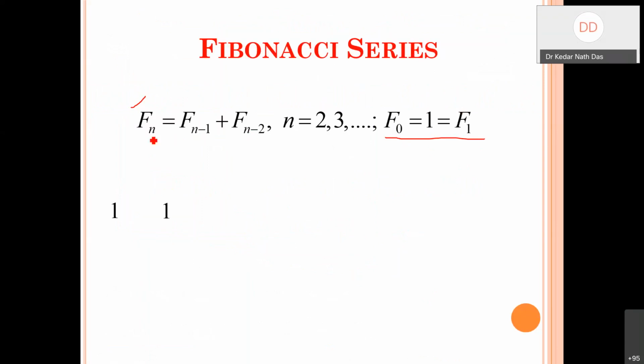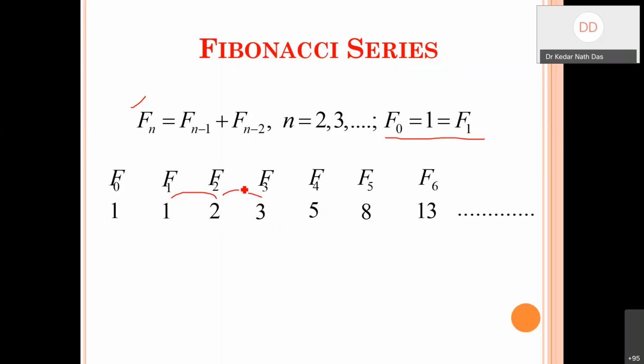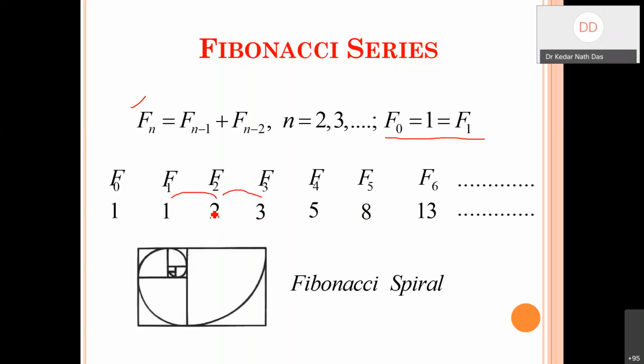You can put n equal to 2, so F2 is equal to F1 plus F0. You have to take the sum of the previous two numbers, that is 1 plus 1 is 2. Then 2 plus 1 is 3. Adding these two, I get 5. Then adding these two, I get 8, and so on. So this is the Fibonacci series, which you can name F0, F1, F2, F3, F4, F5, F6, and so on. So this is the Fibonacci spiral.